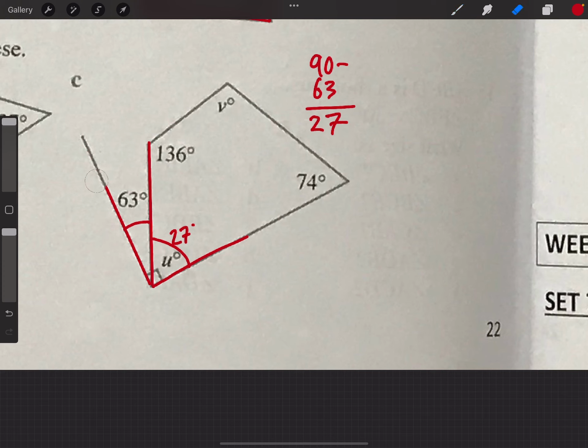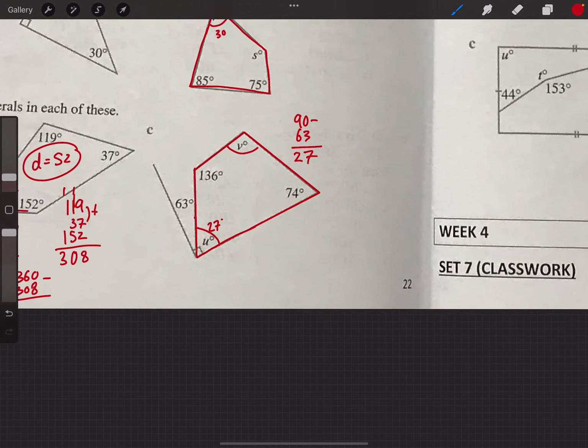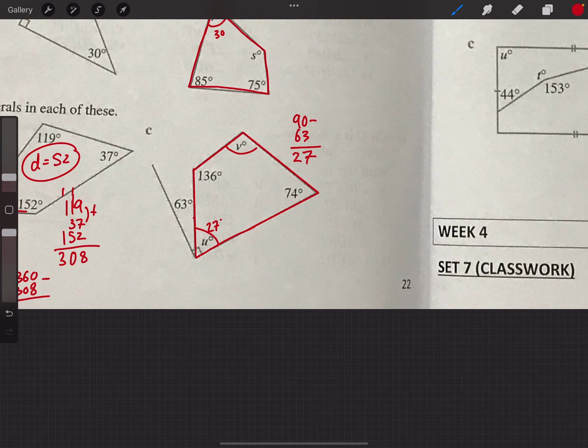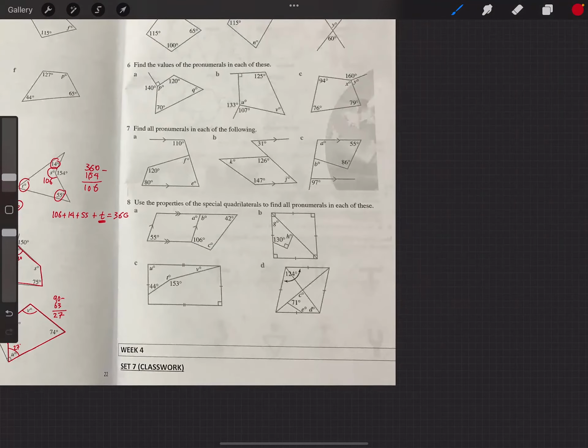And if you have U, then you can get the other lengths there. You can get the V. I'll let you work that out. Just make sure they add up to 360. That's all.